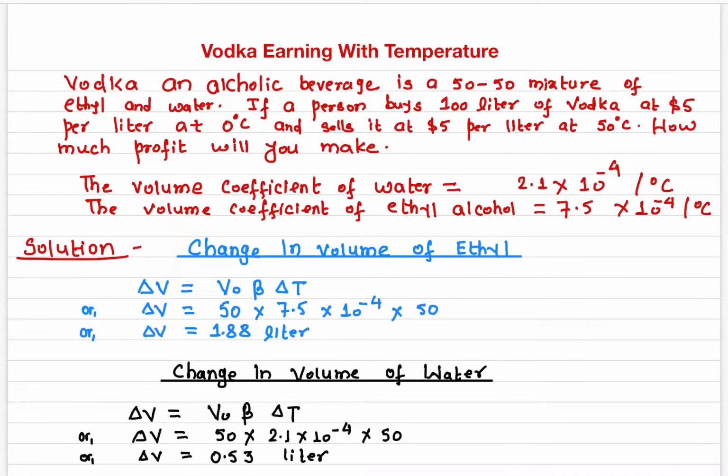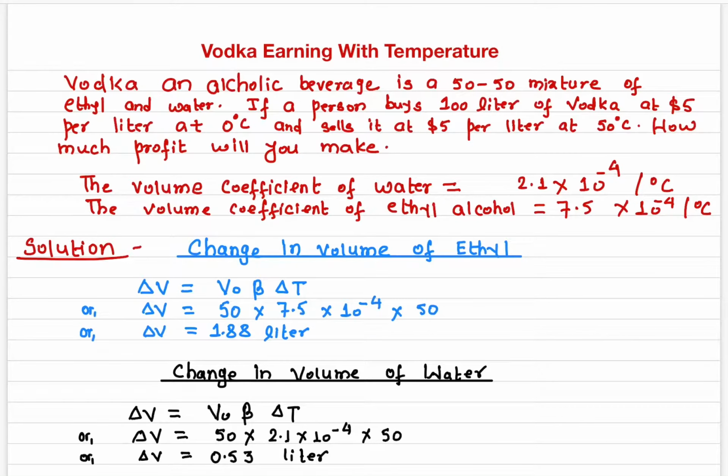In this video, I'll talk about how to make profit by selling vodka, not at a different price, but exactly at the same price. The only thing that changes here is the temperature. So let's say you buy vodka at low temperature, let's consider 0 degrees Celsius, and you sell exactly at the same price at 50 degrees Celsius. The only thing that is changing here is the temperature.